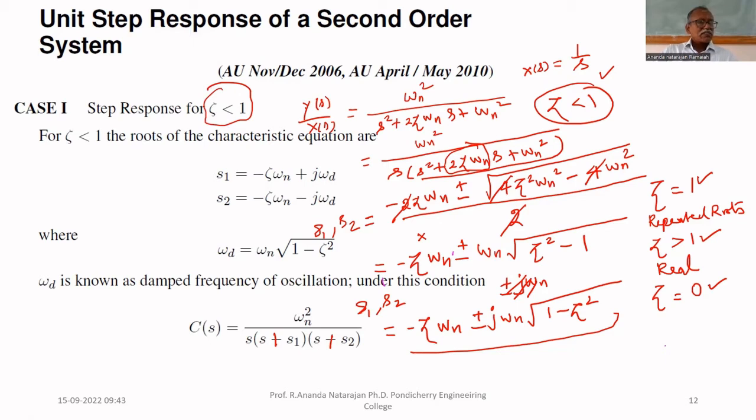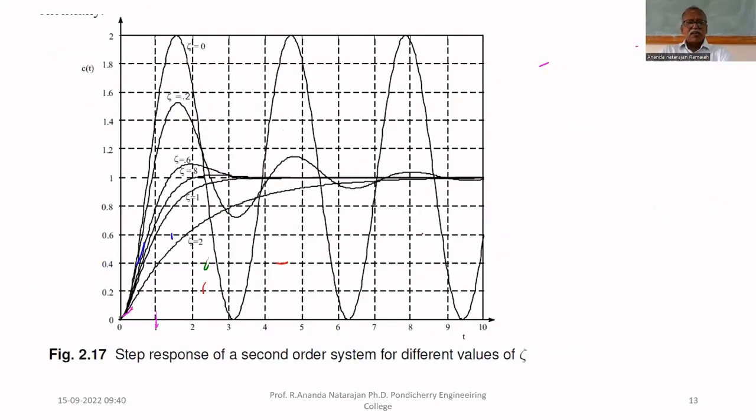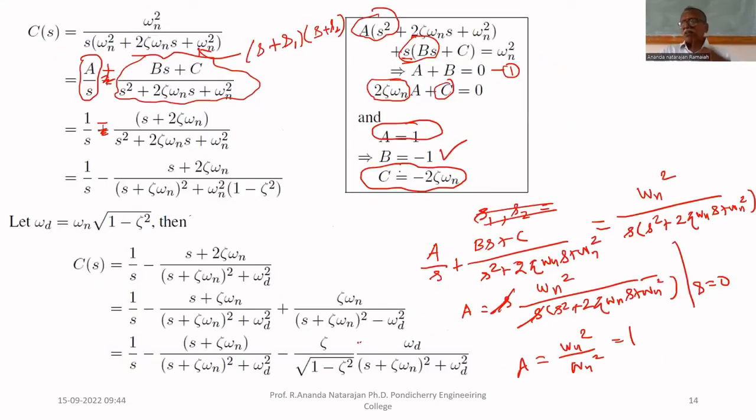Roots are complex. That's why BS plus C. And if zeta equal to 1, repeated roots. If zeta is greater than 1, real. If zeta equal to 0, it is an imaginary root. To explain that, I found the roots here. To find the response, no need to find the roots.